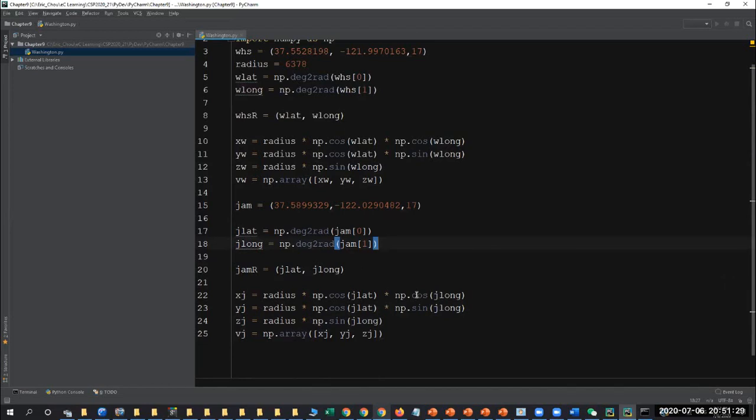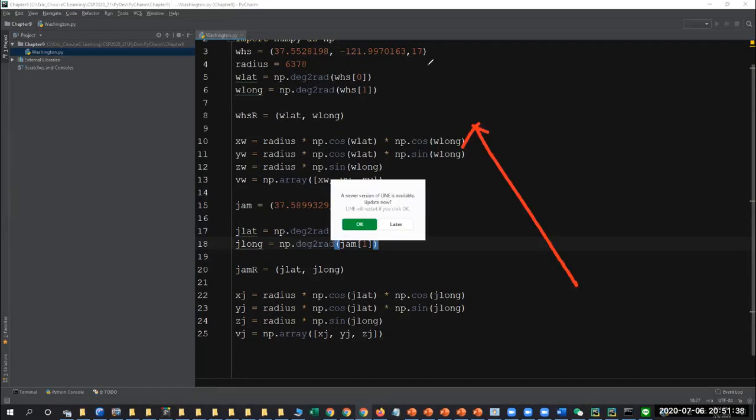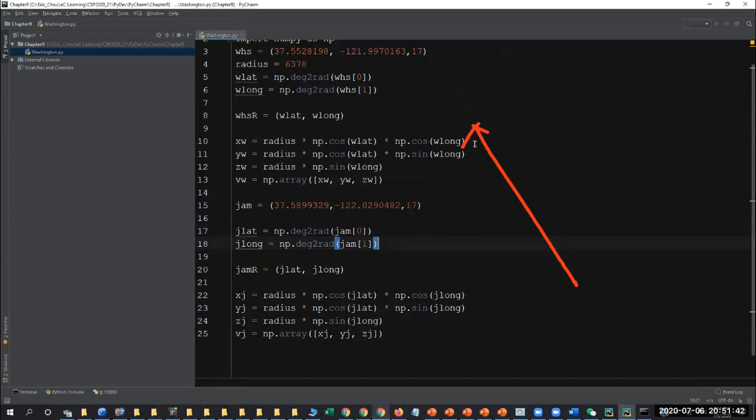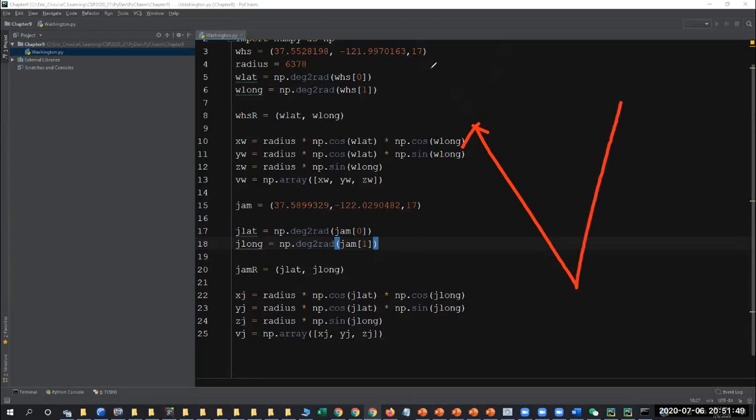Okay, so now we have two vectors here. We got two vectors, right? So with two vectors, how can we figure out the distance from this point to this point?